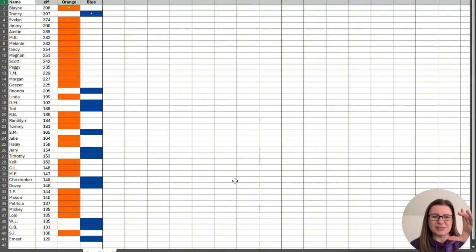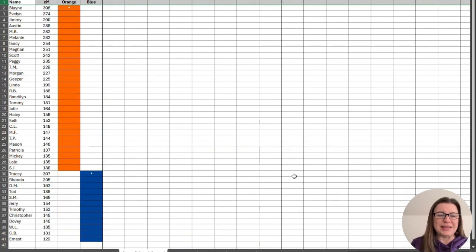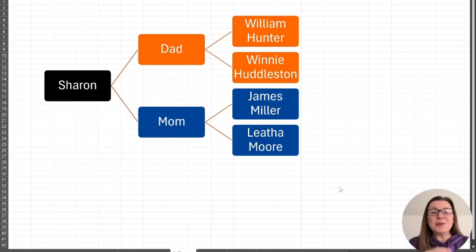And just to get a different view of this, I can sort them by asking Excel to sort with all the orange on top and then all the blue, and we get this chart. And this is now a beautiful chart showing just 2 clusters, probably dad's side and mom's side. In fact, I know it is. So we were looking at Sharon's Leeds Method chart, and Sharon's dad's side is the orange. This is William Hunter and Winnie Huddleston. It's all of that side of her family. And the blue is her mom's side, James Miller and Letha Moore.